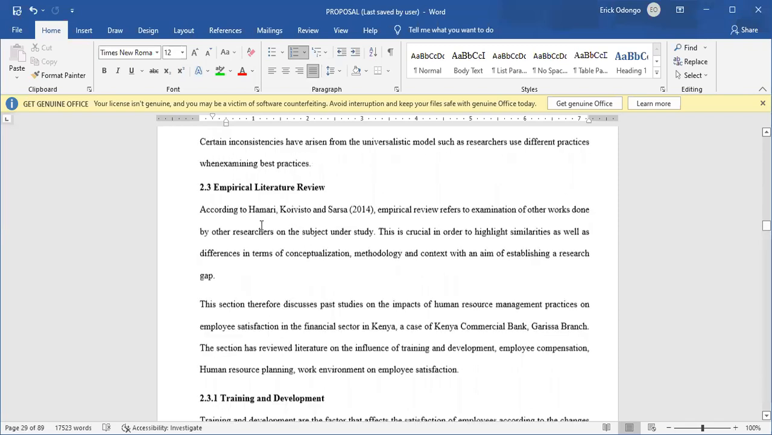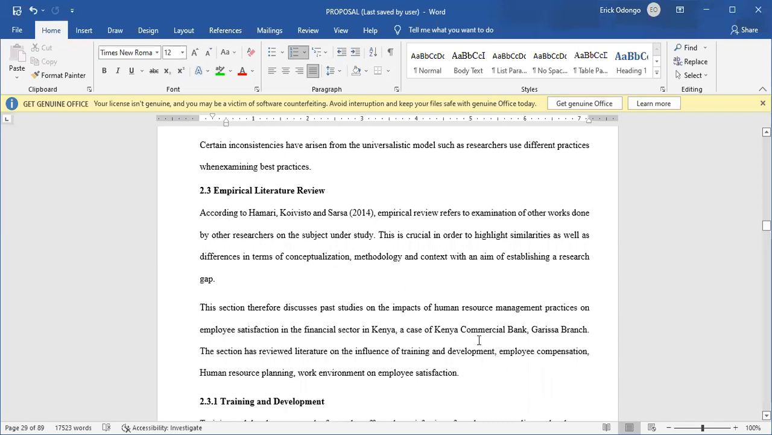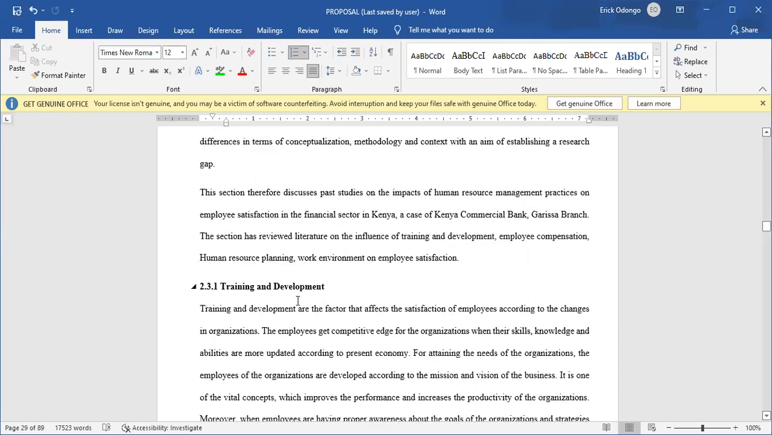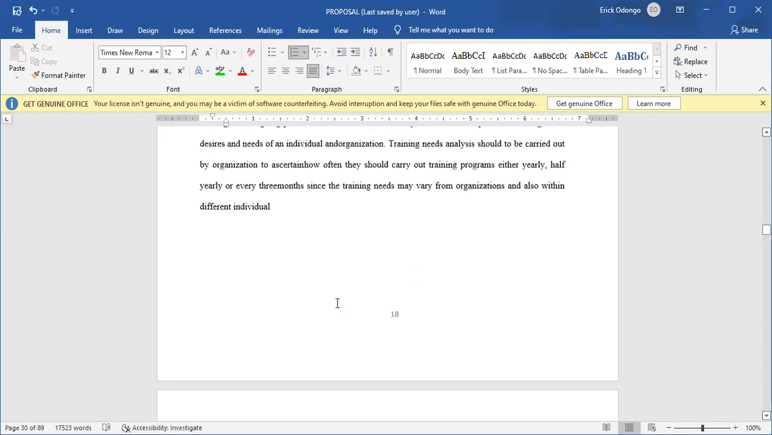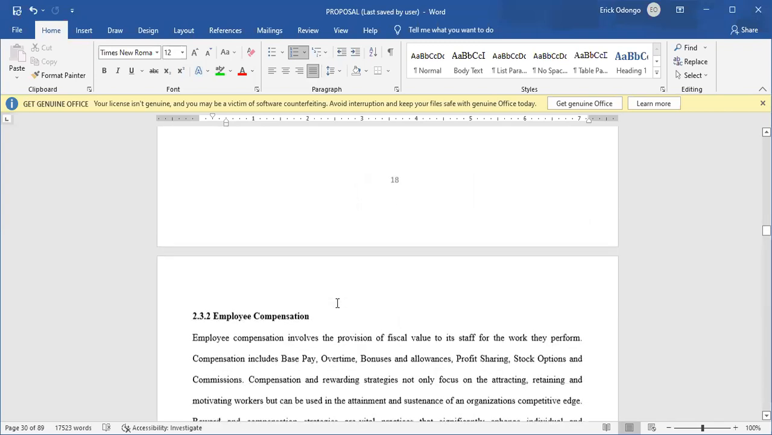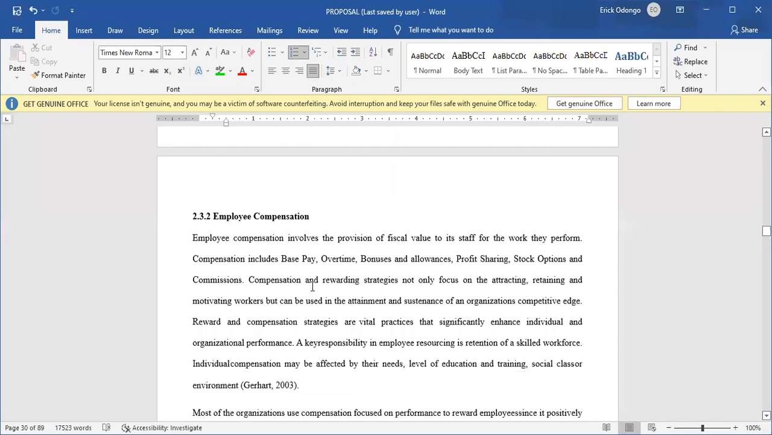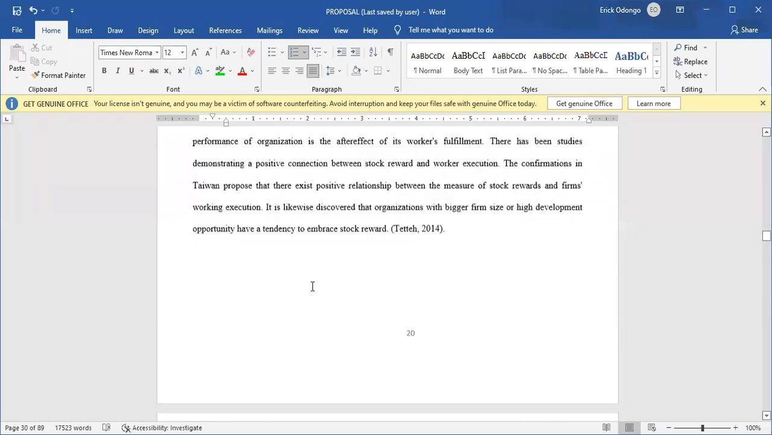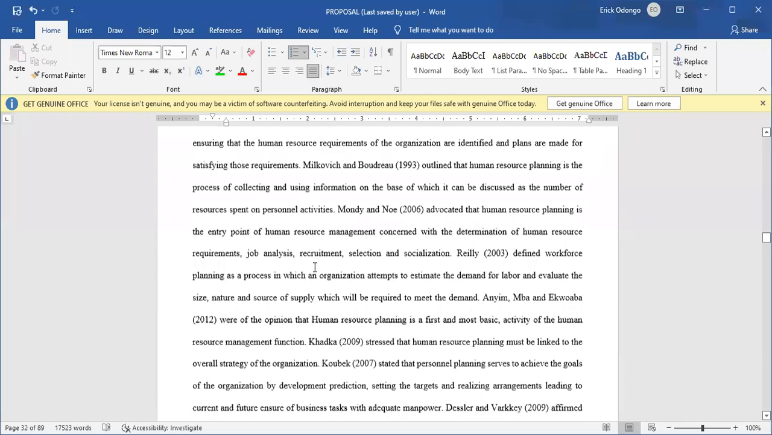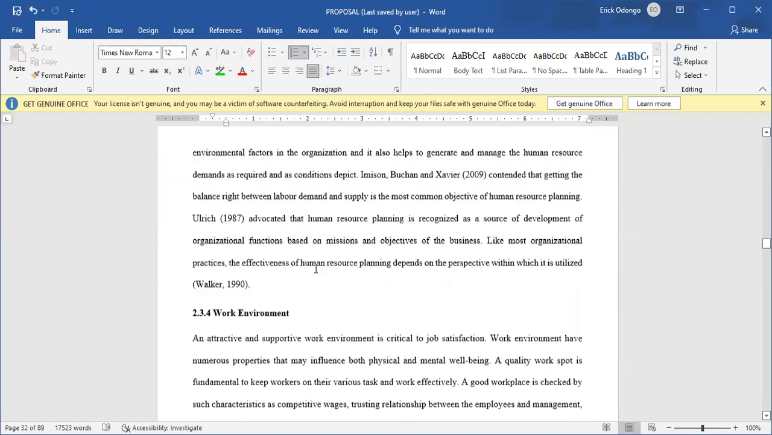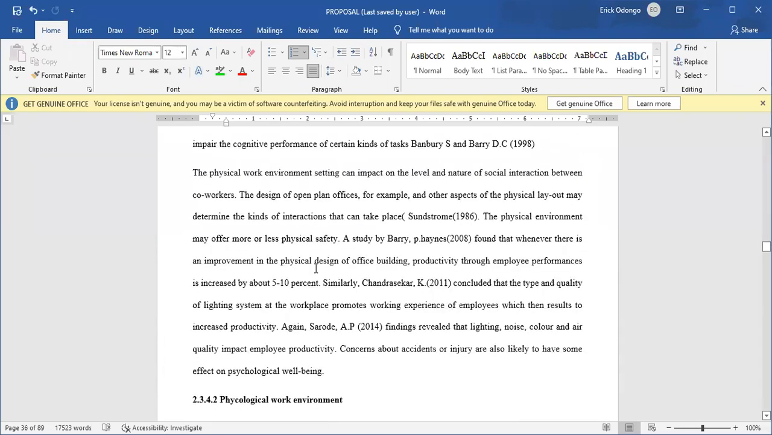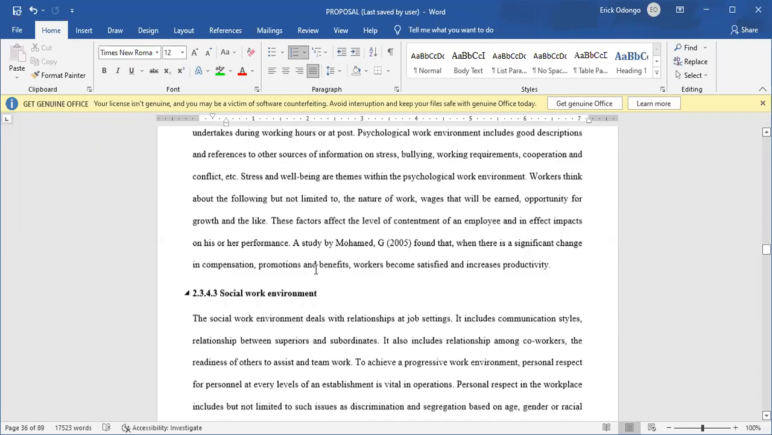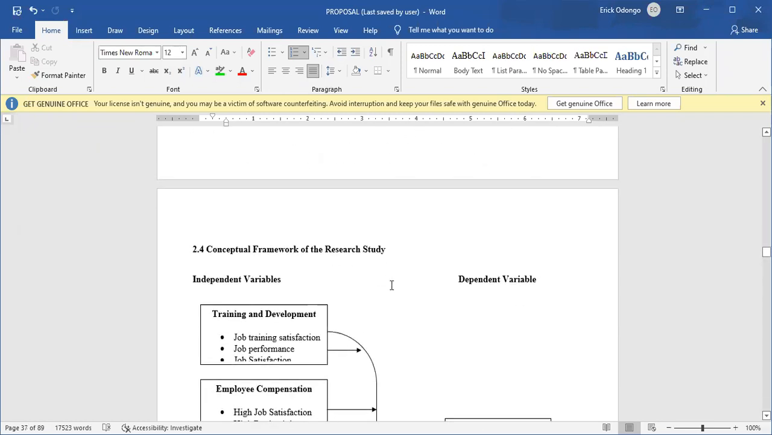Then I have to talk about it briefly, what empirical literature review is. And then 2.31, your variables now. I've started with my first one, training and development, 2.31. I've talked about it in details and considered different people's work. I've gone to employee compensation, 2.32, then my human resource planning, 2.33. Then my last one should be the work environment, 2.34. After that, those are now additional. It's not important. After that, I need to get to the conceptual framework.